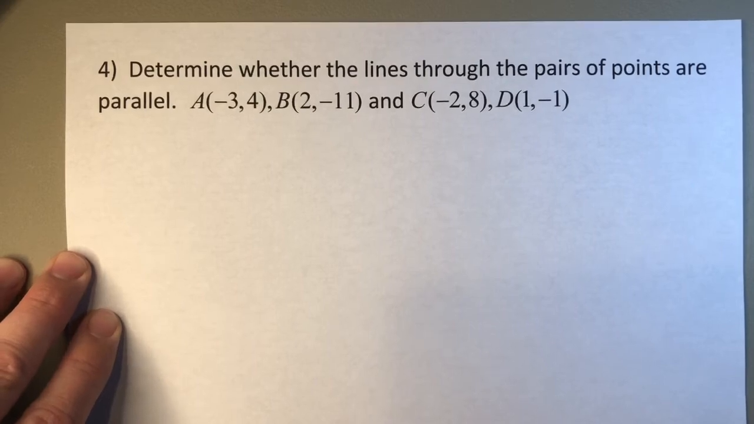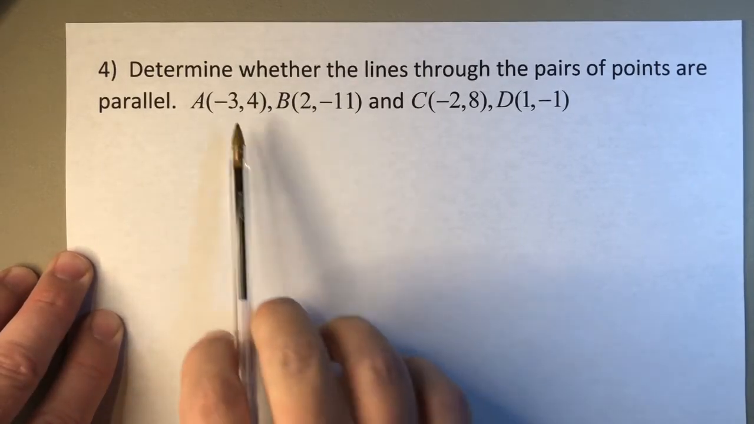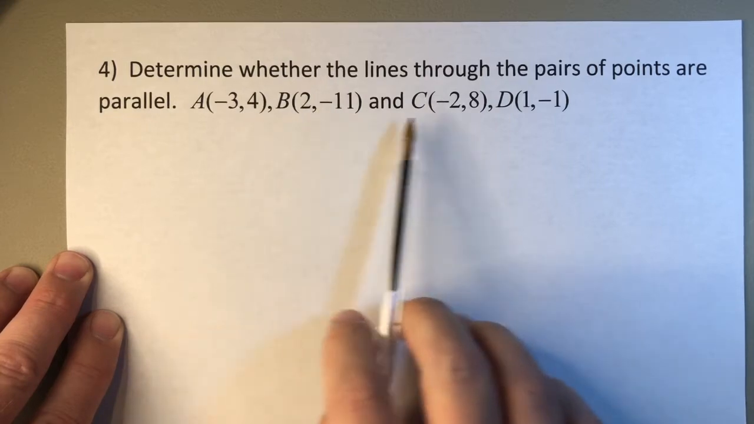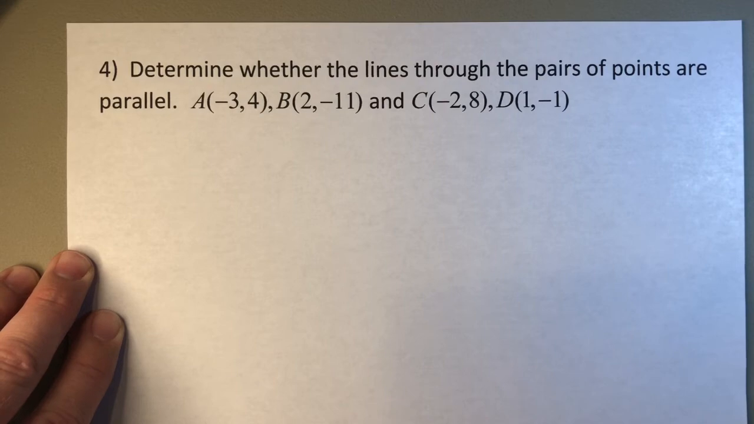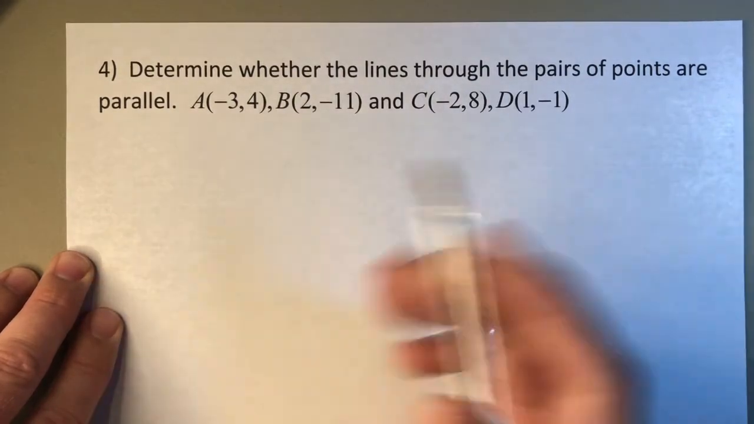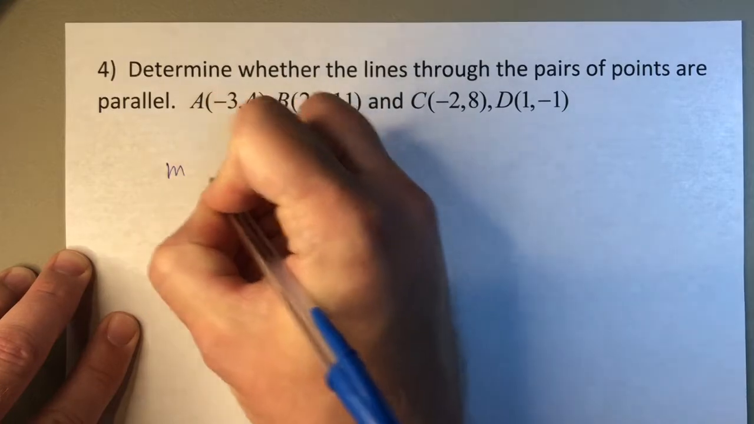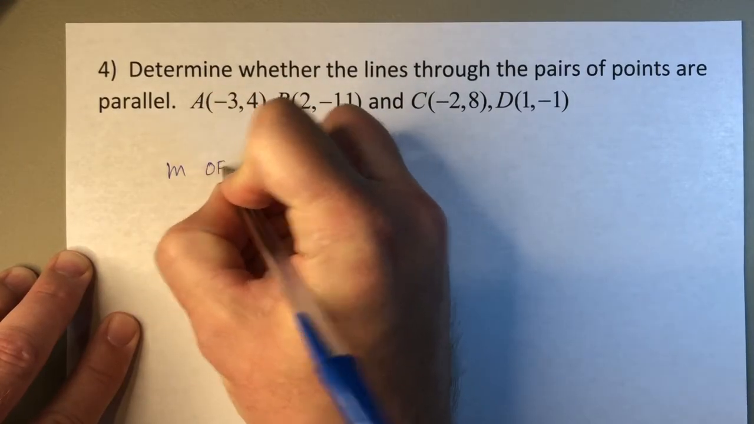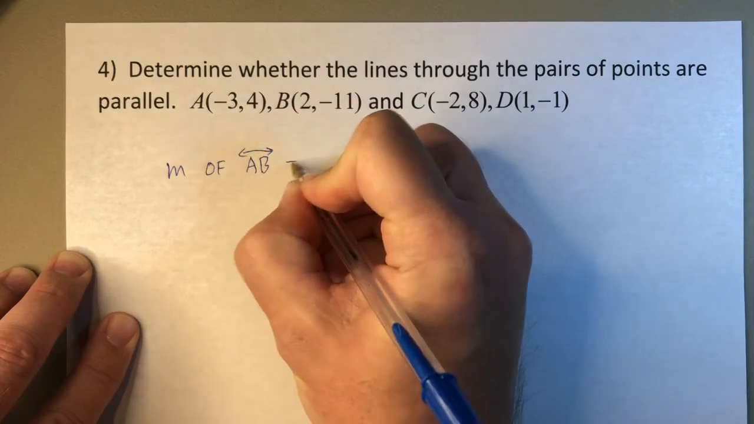In our final example in section 2.1, we want to determine whether the lines through these pairs of points are going to be parallel, maybe perpendicular, or maybe neither. All right, we're asked specifically, are they parallel? But you know, you can check for all three here. So what are we going to do? Well, the first thing is we've got to figure out the slope of what? The slope of line AB. That's going to be equal to what?